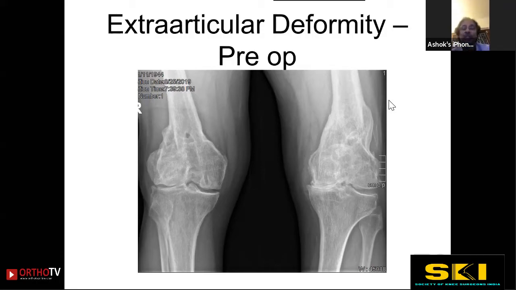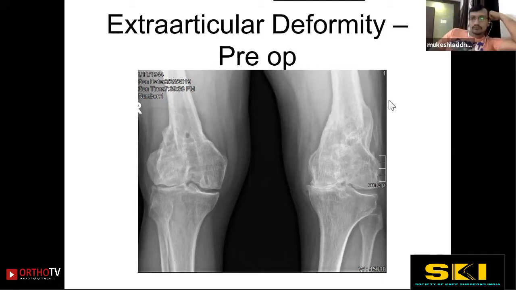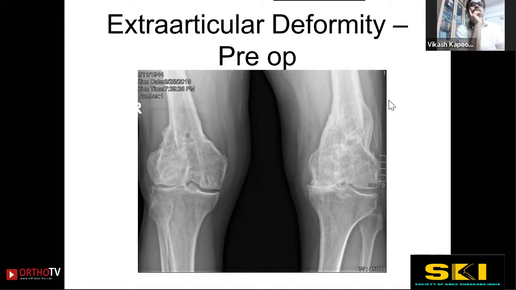First of all, would you use conventional instruments? Would you use navigation? Would you use robotics? Would you use eyeballing? What would you do? Navigation. Okay, anyone else? I want to get a limb alignment X-ray to see what's happening. Long alignment film. Okay.